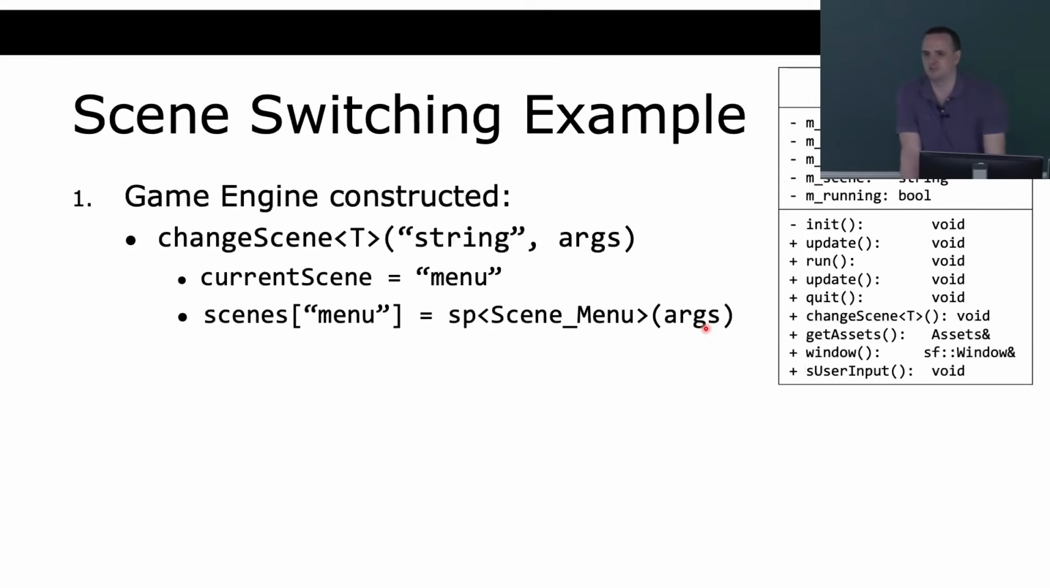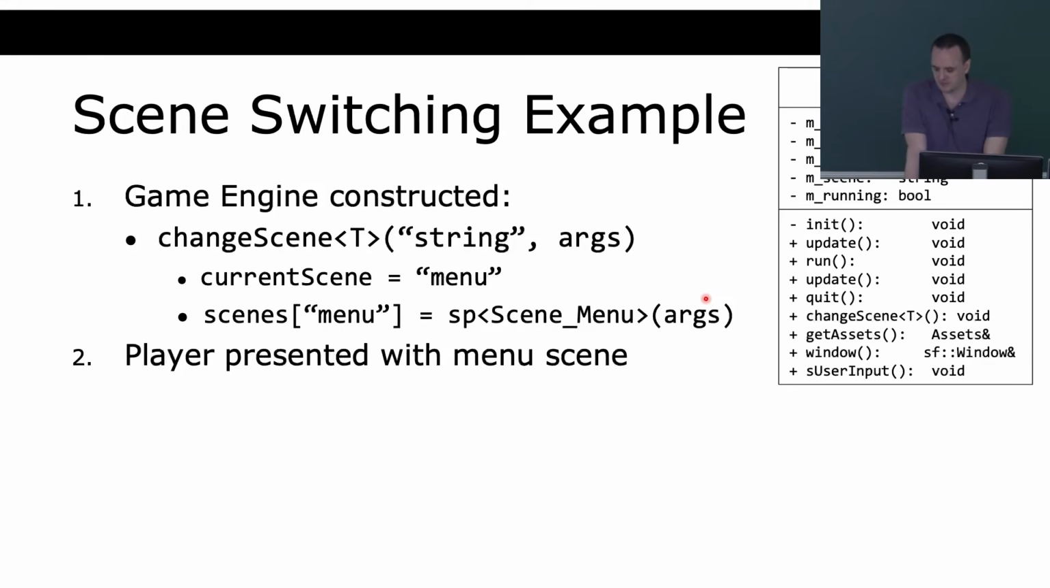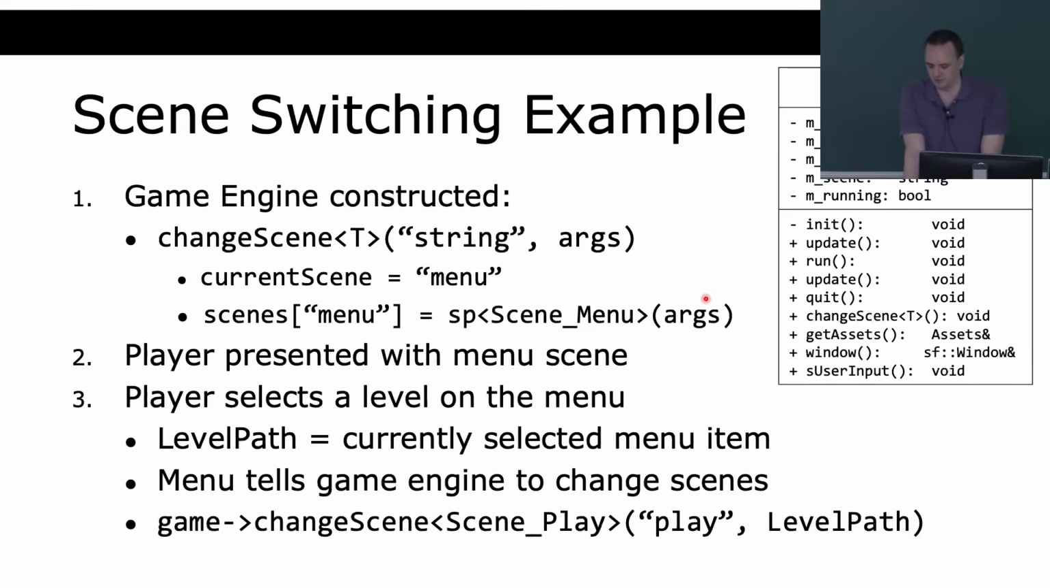So it couldn't be easier, right? We just call this function change scene, we give it a name and any arguments for that scene. For example, an argument might be the level that we want to play or something like that. And that just stores it in the map. Then the player is presented with that menu scene because it's currently the only one that exists.